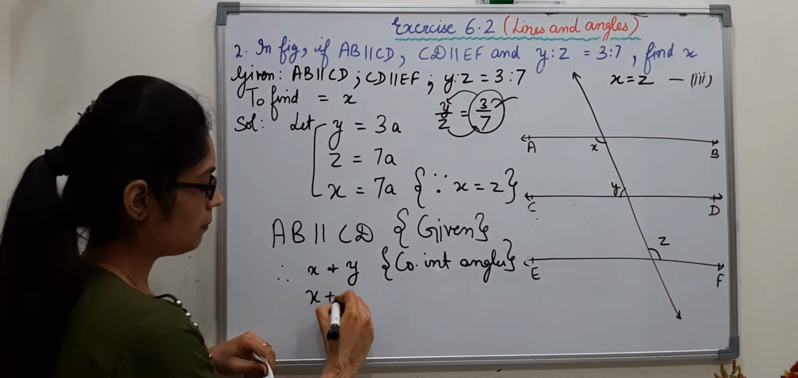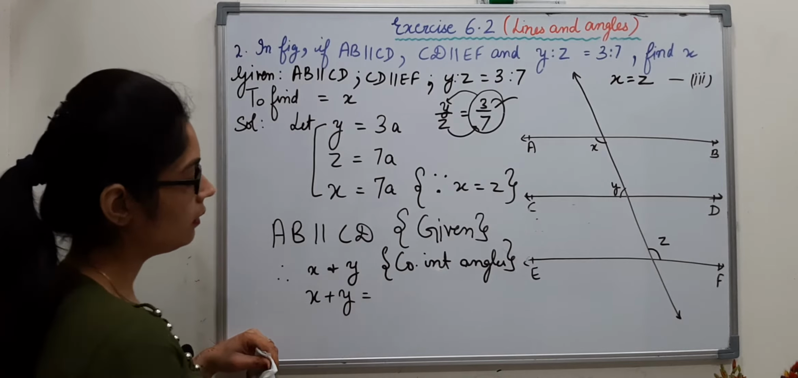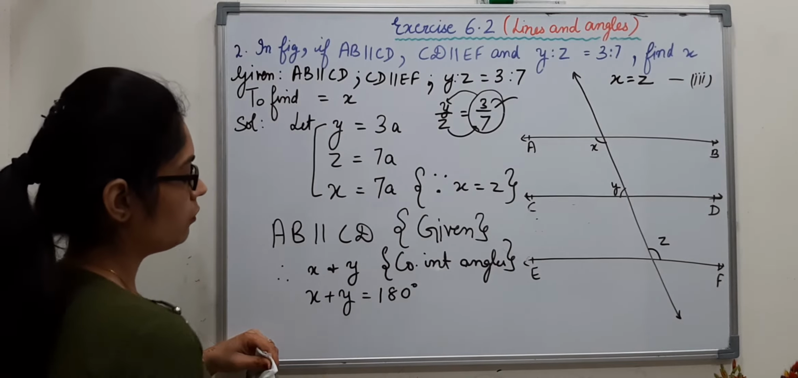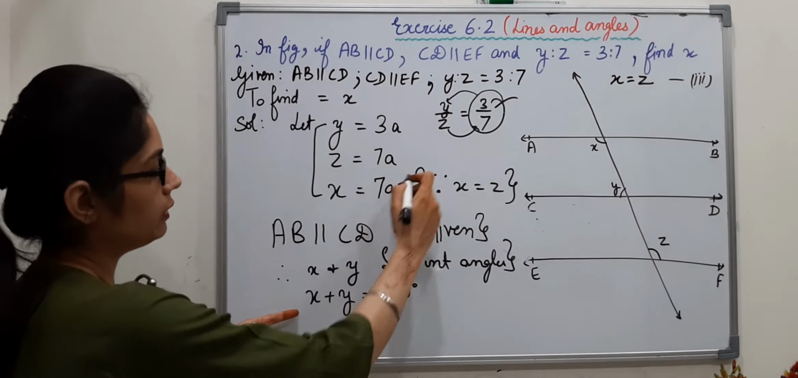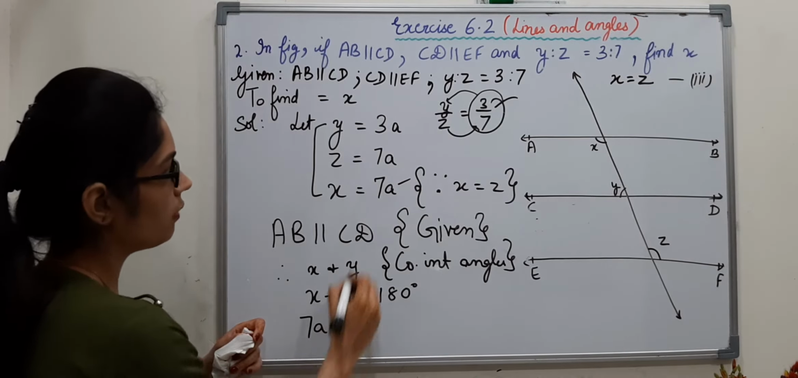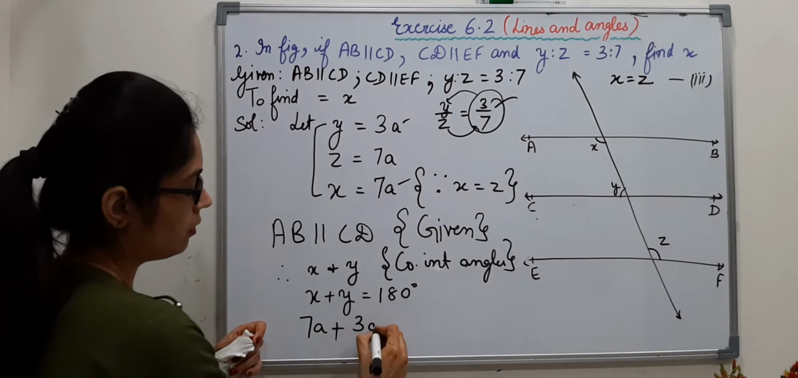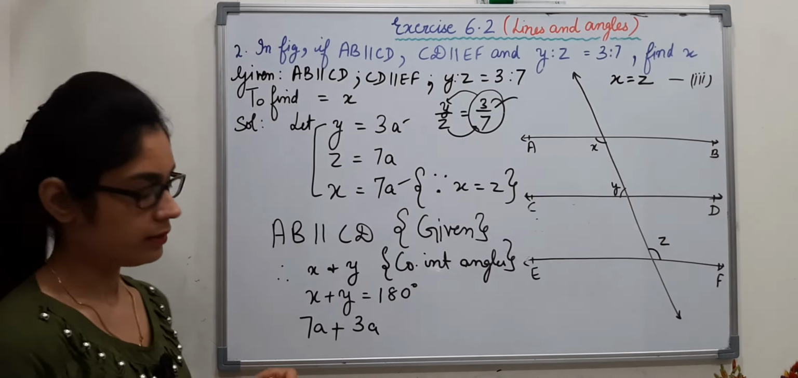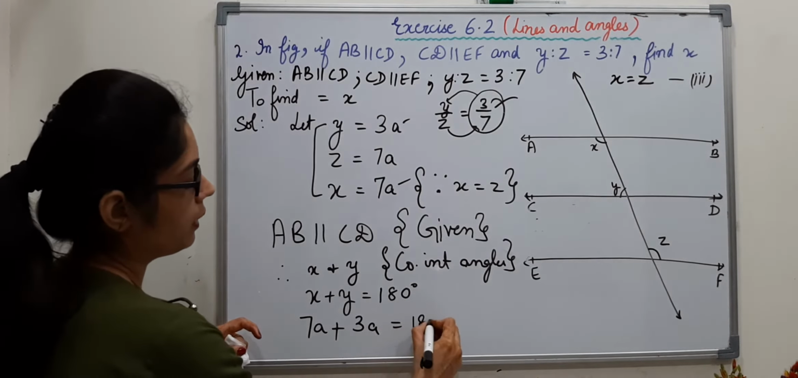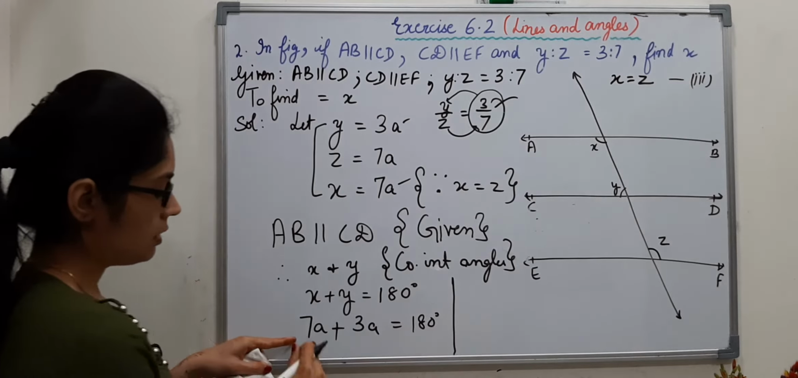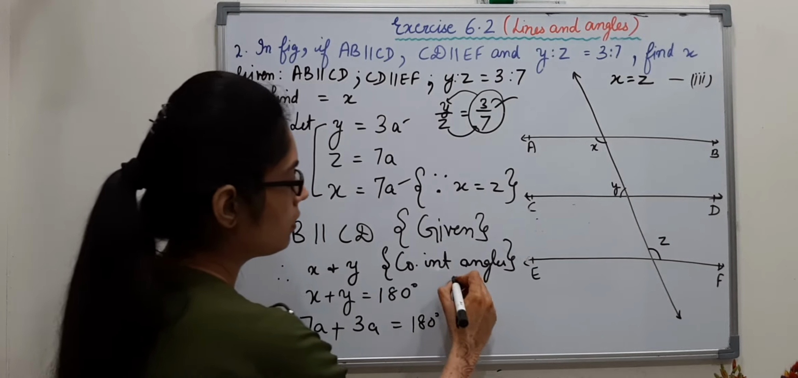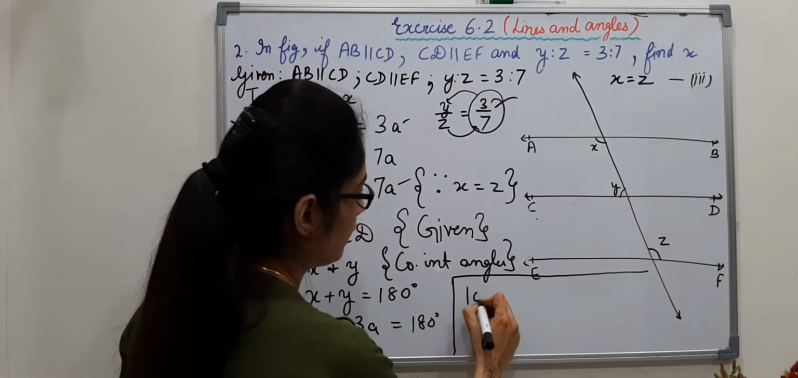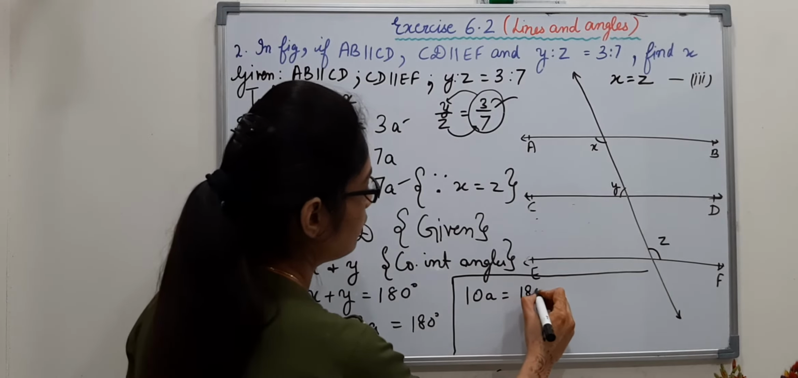and co-interior angles are always supplementary. Supplementary means their sum is equal to 180 degrees. So therefore x plus y is equal to 180 degrees. The value of x we know is 7a, the value of y is 3a. We just have to substitute the values of x and y. 7a plus 3a, 7 plus 3 is 10. So 10a is equal to 180 degrees.